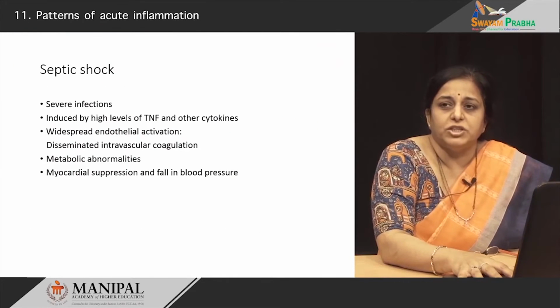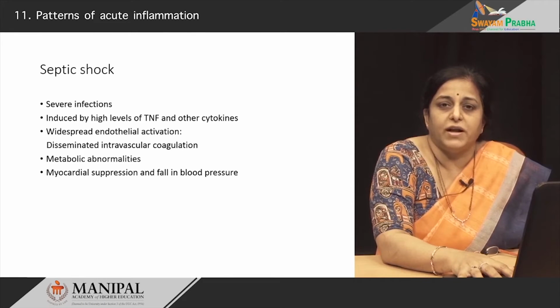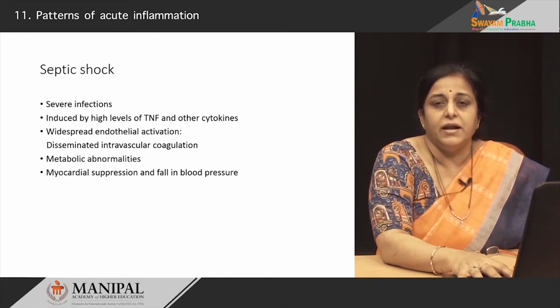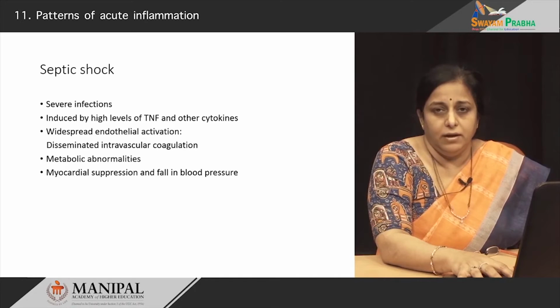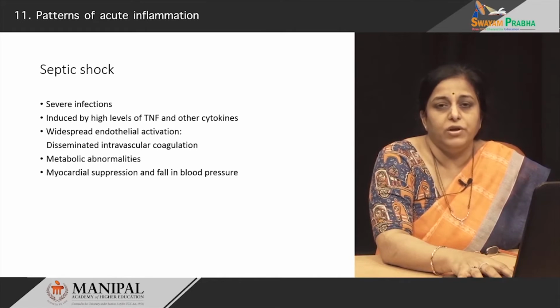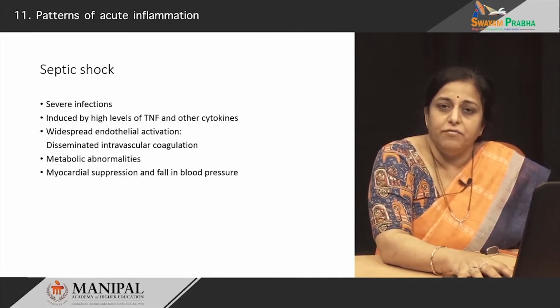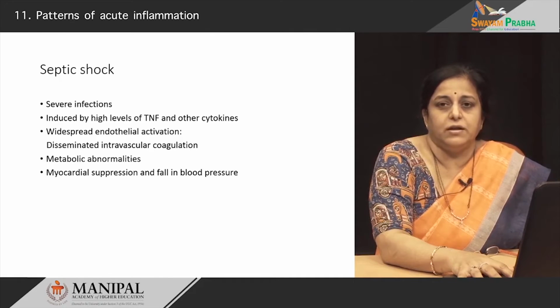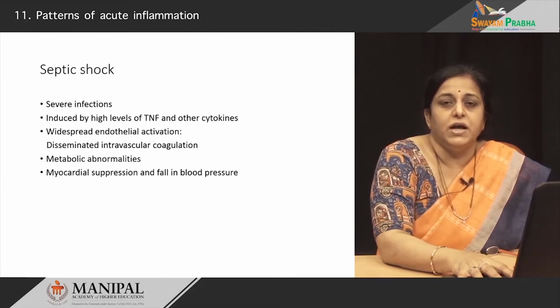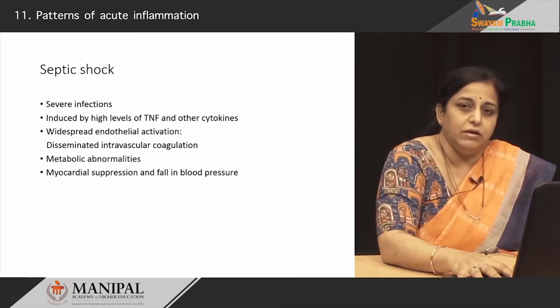In severe infections called septic shock, there are high levels of tumor necrosis factor and interleukins. We just learned that they are very important in inflammation. They play a very important role, mediating various reactions that are responsible for the inflammation to occur. But when they are produced in very high amounts, as in case of severe infections, they can have pathological effects.